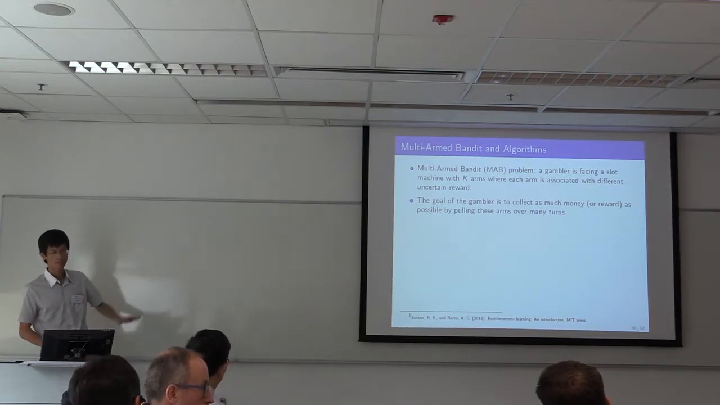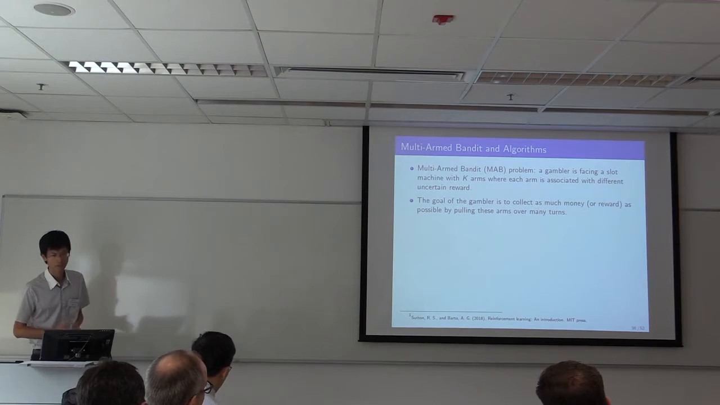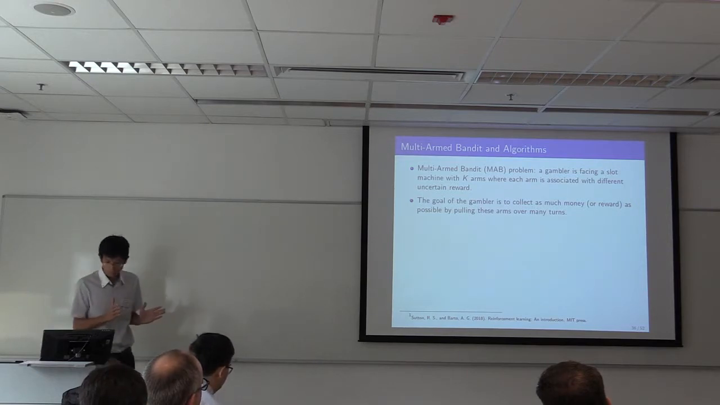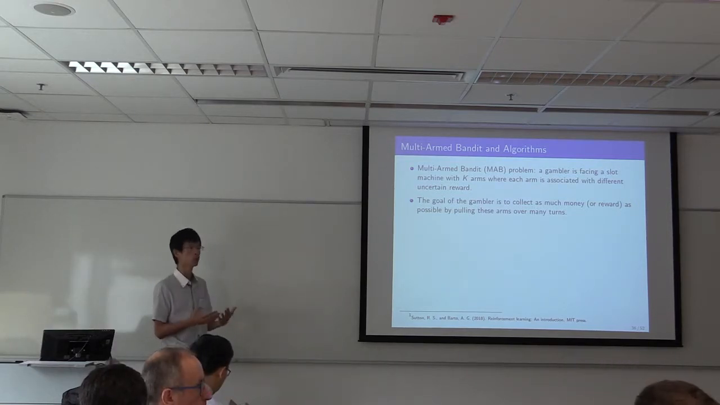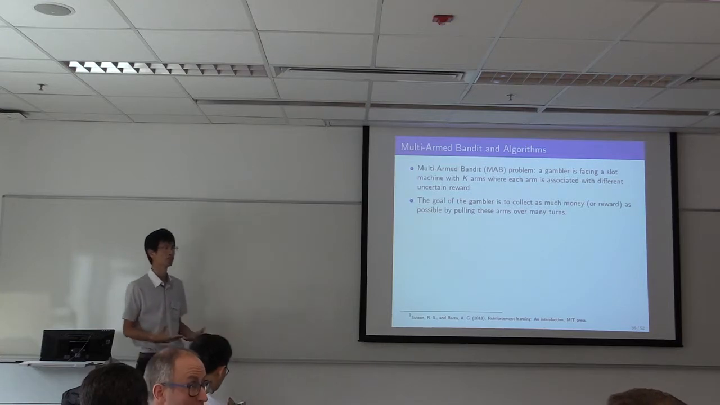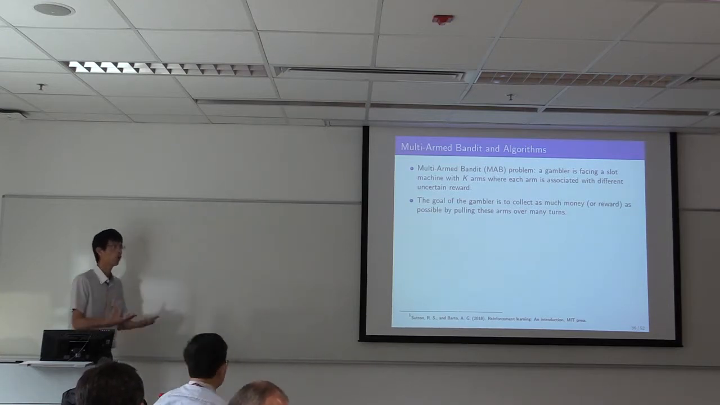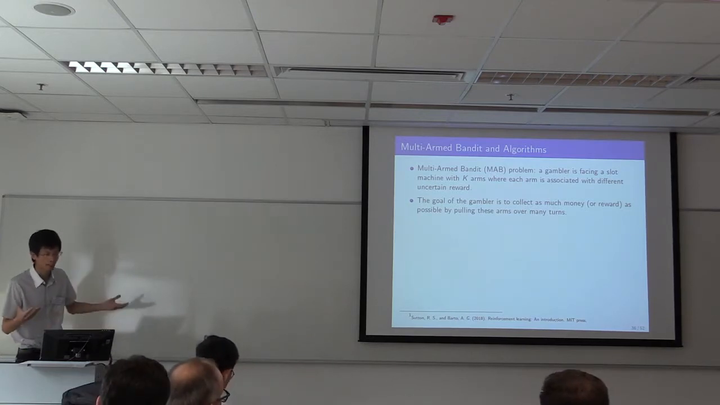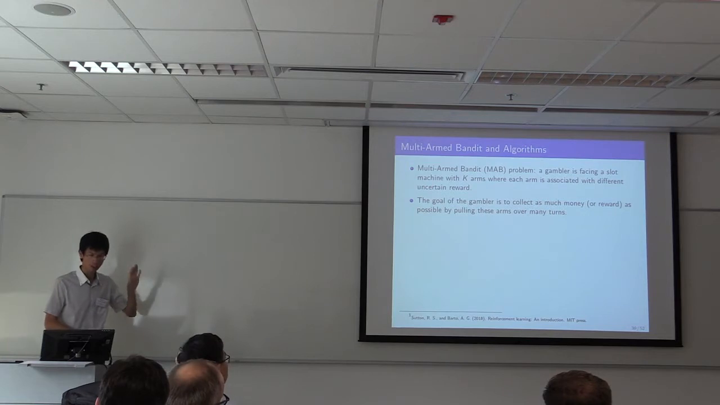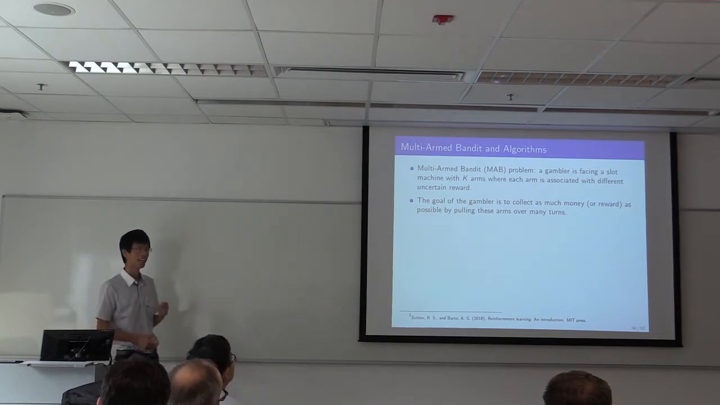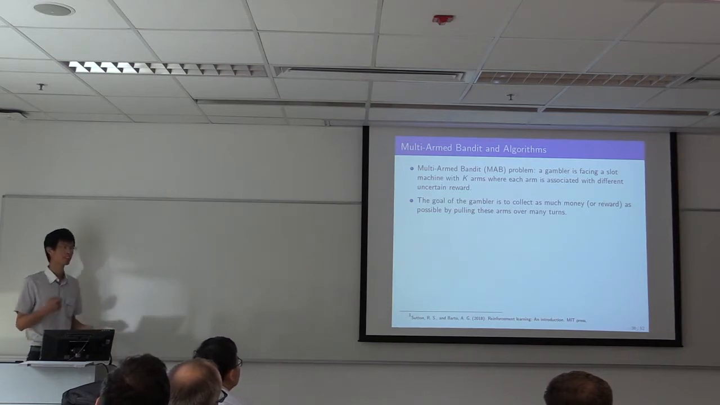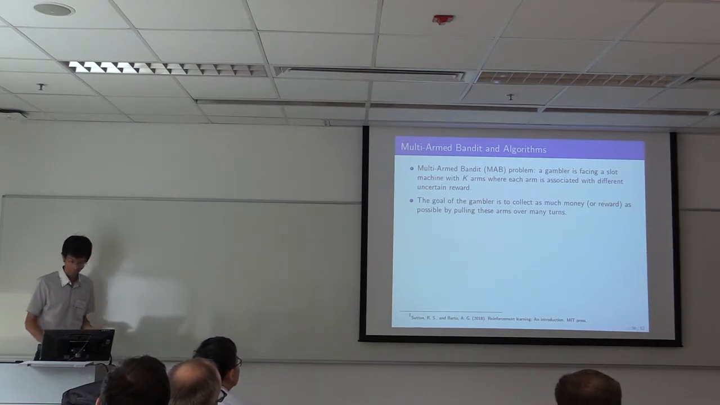So the multi-armed bandit problem is a very classical reinforcement learning problem where imagine you have a gambler who is facing a slot machine with k arms. Okay, and each arm is associated with uncertain different rewards. Okay, so you can only gain information by pulling these arms. Okay, you don't know what these rewards are. The goal of the gambler is to try to collect as much money or as much reward as possible by pulling these arms over many turns.